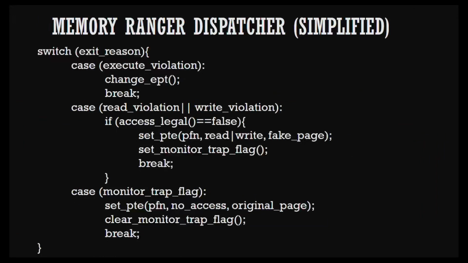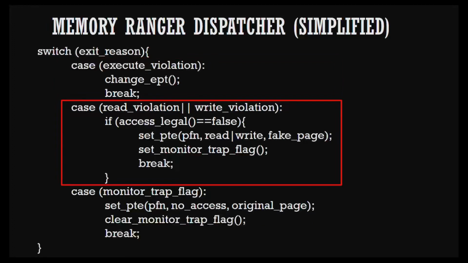It processes 3 EPT violations, read, write, and execute, and 1 VM exit. For execute violation, MemoryRanger changes pointer to the appropriate EPT structure, so the kernel mode code continues its execution into the corresponding EPT structure. This looks like swapping context in user mode application, but in the kernel mode drivers.